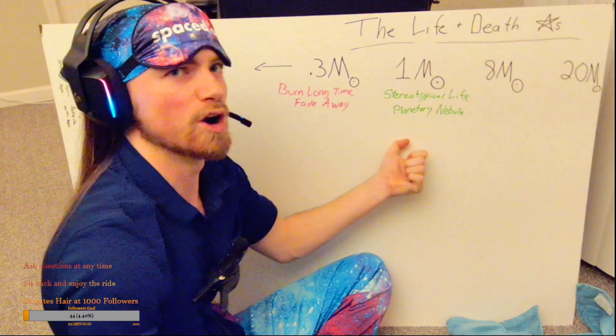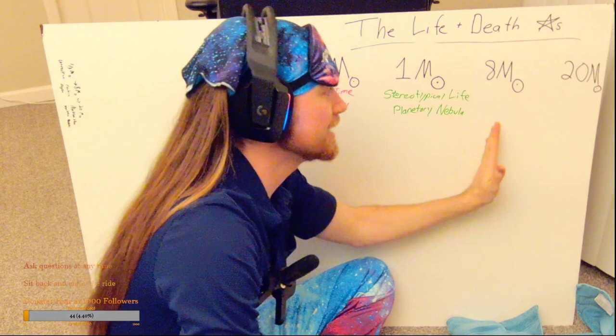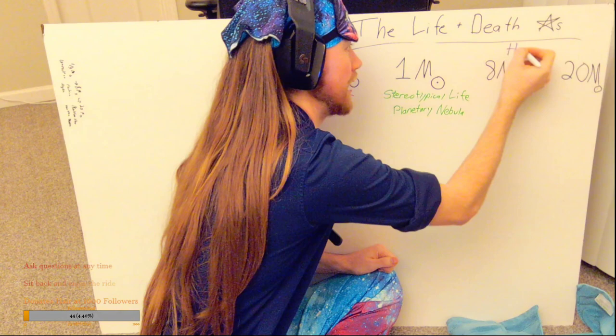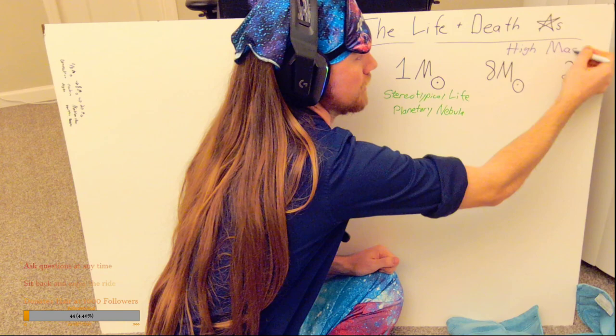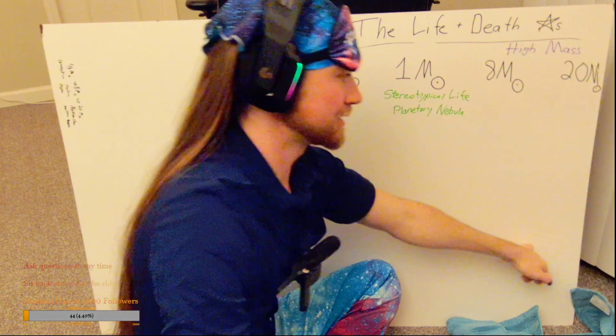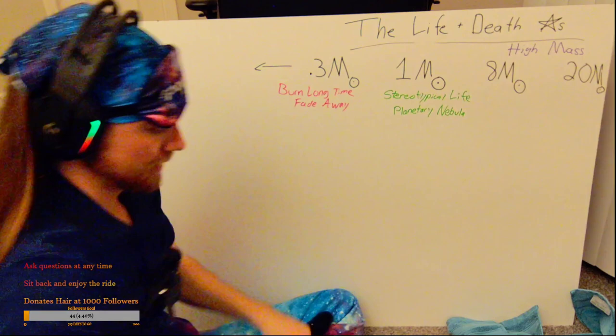We get a little bit larger though, and once we go from 8 mass on, that's when we can technically call these high mass. These are what we'll call high mass. The reason why we have them delineated off in two spots is you'll see in a minute. So, high mass star. Let's draw him in the blue, because he is a bluer star. Big boy here.